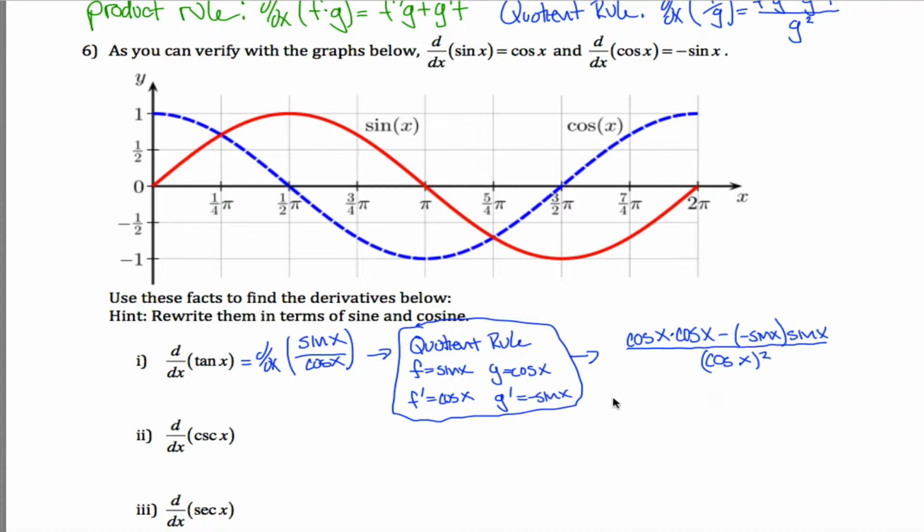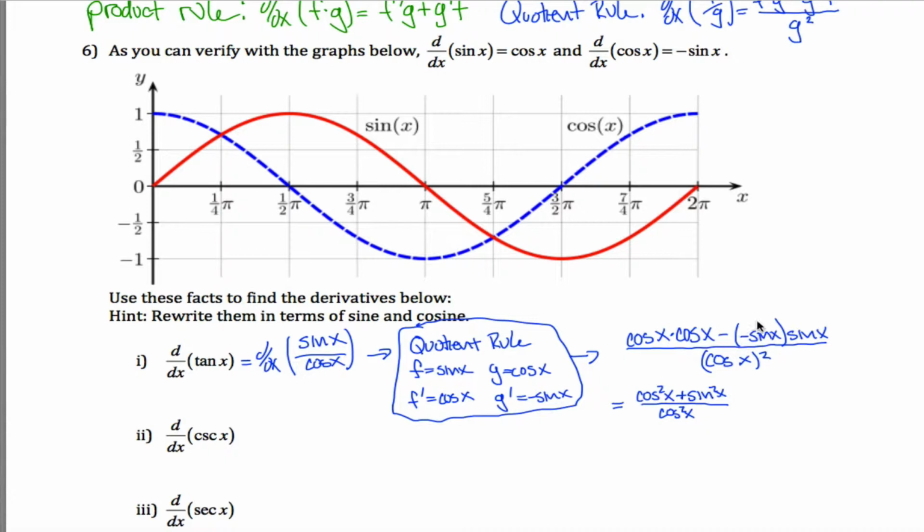The way you can make it pretty is you can say, wait, cosine of x times cosine of x, that's just cosine squared x, yeah? Yep. Minus and negative, isn't that the same as adding? Sure is. Sine of x times sine of x, that's sine squared x. Yep. Divided by cosine squared x.